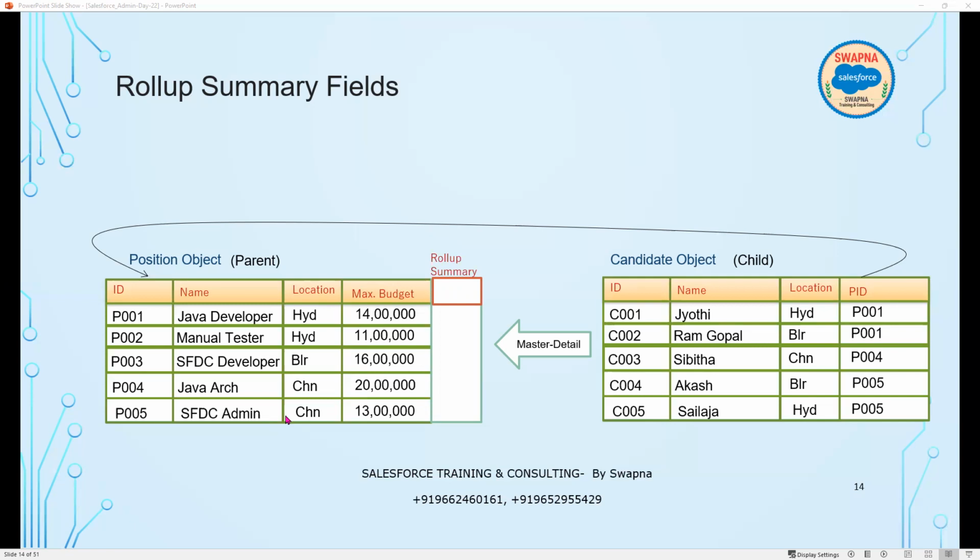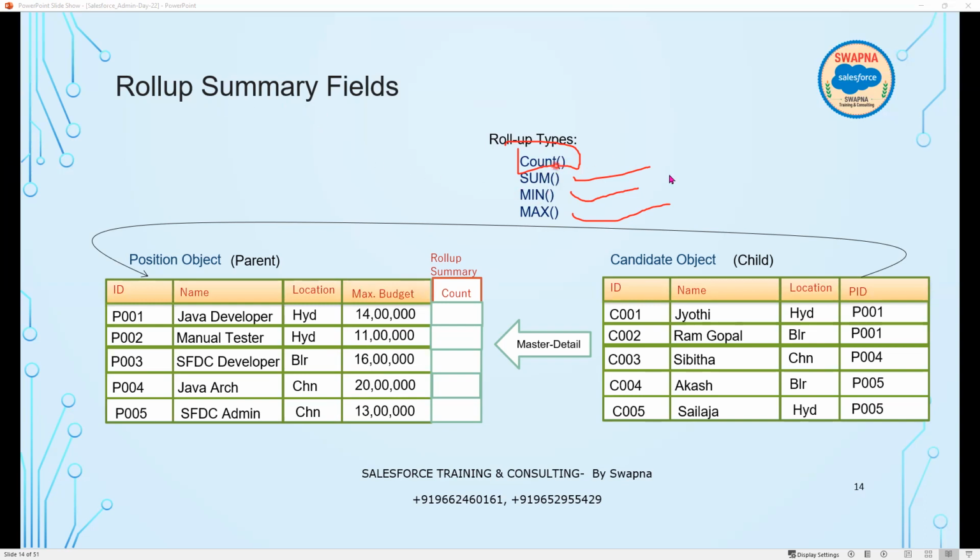Whenever I'm creating the roll-up summary field, there are different types of roll-ups. Here, I can choose the roll-up type. Do I want a count of the records? Do I want a sum of the records? Do I want a minimum or a maximum? I can choose any one of these roll-up types while creating the roll-up summary.